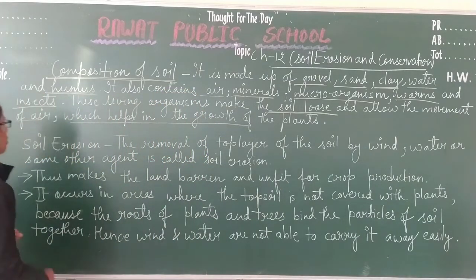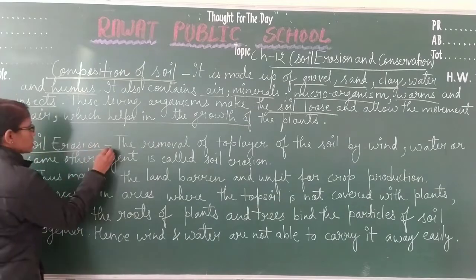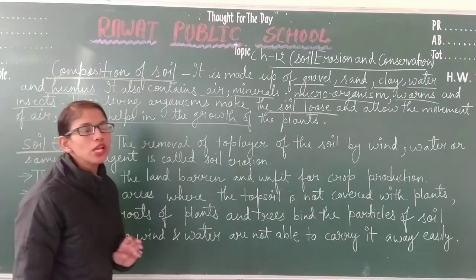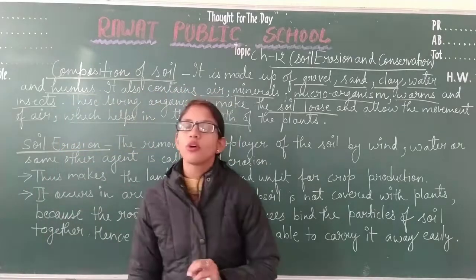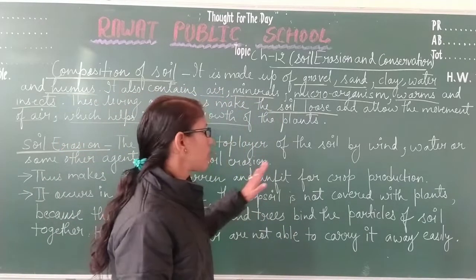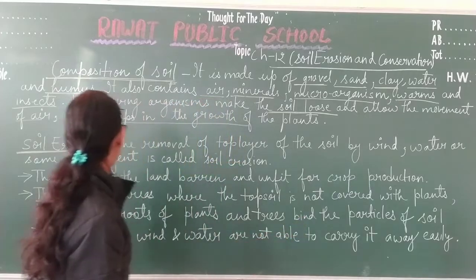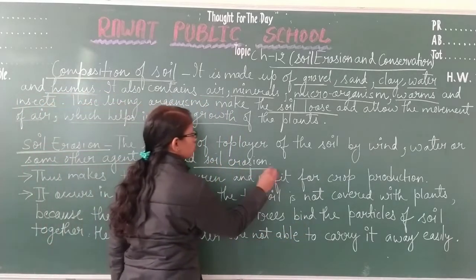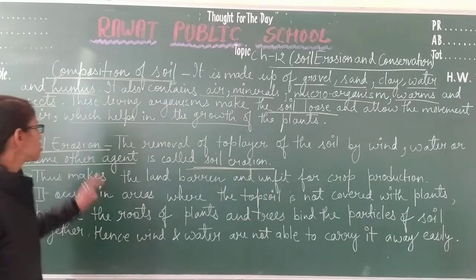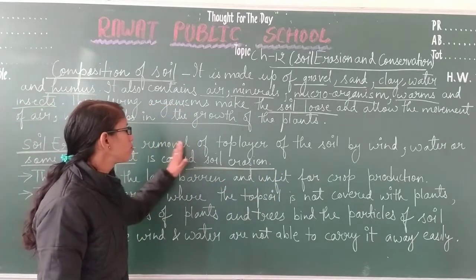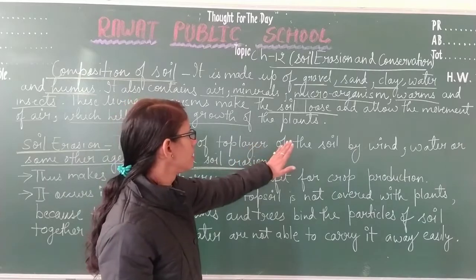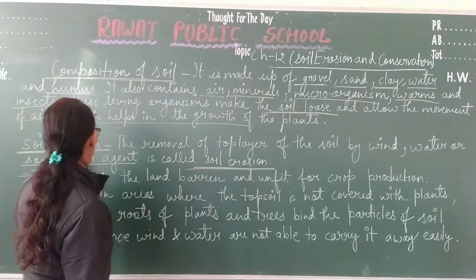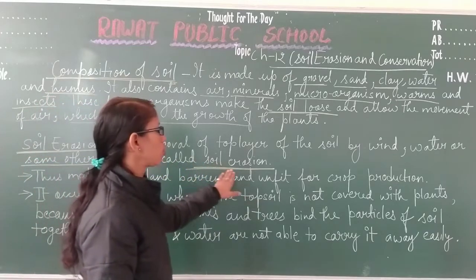After this, what is soil erosion? Soil erosion means the removal of the topmost layer of the soil by wind, water or some other agent. So soil erosion is the removal of the top layer, which is the topsoil, by wind, water or some other agent.